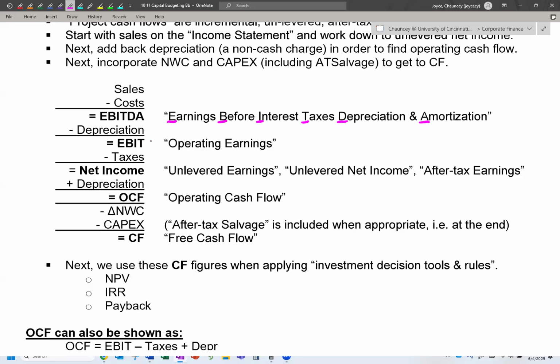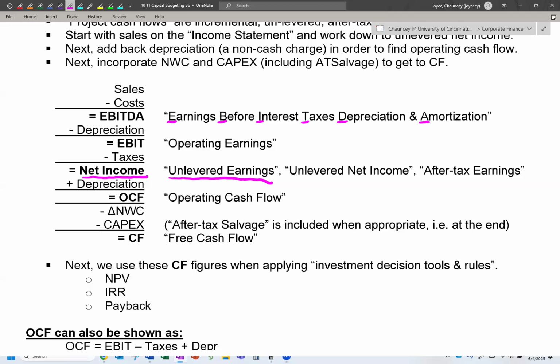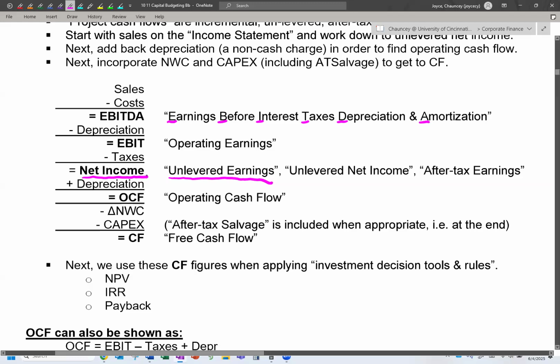Deduct your taxes to get to net income. Notice we're not going to deduct our interest expense. That's what makes the earnings unlevered. And when I say this earnings, unlevered earnings, we're talking about unlevered net income. So ignore interest expense when you're dealing with capital budgeting projects. We would include interest expense when we talk about sourcing capital, but not when we are talking about investing in capital.